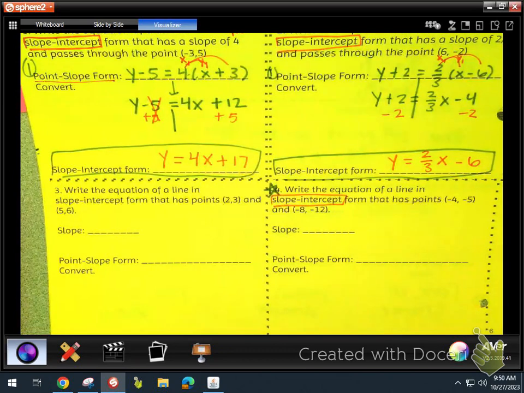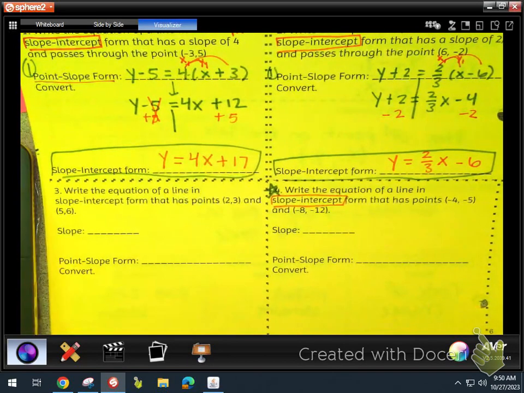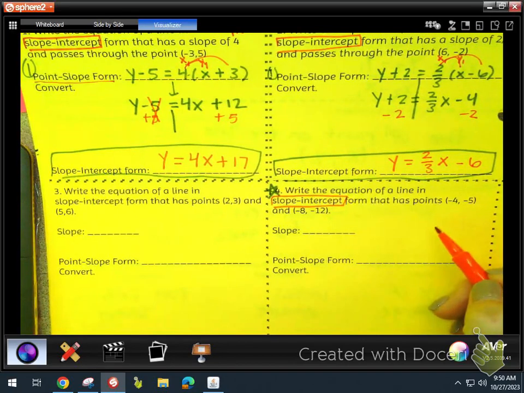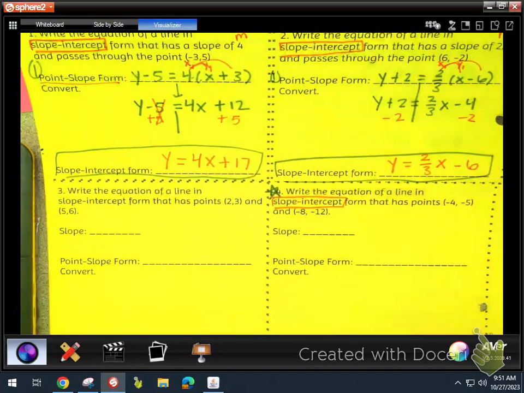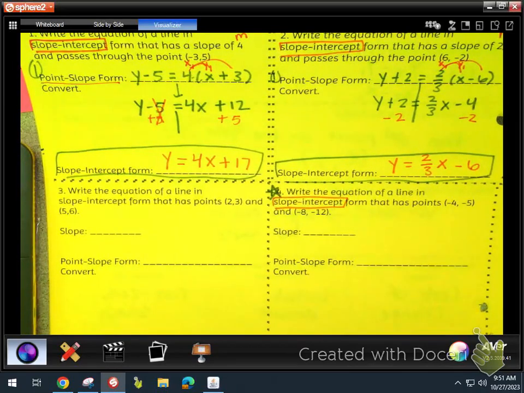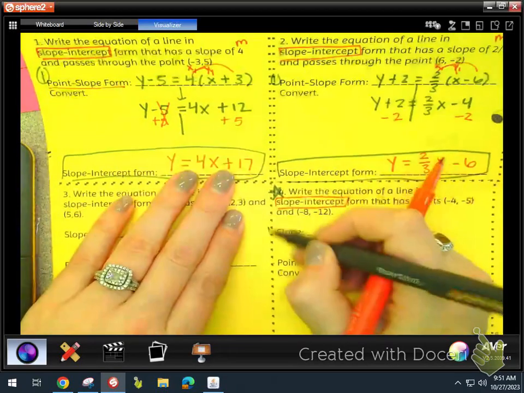Do we know our slope right now? No. We have 2 points that can get it. So this is like a mega problem. We got 3 things we got to do. We got to find the slope, we got to put it in point slope, and we got to convert it. All right, so let's start with step number 1. Step number 1, find the slope.